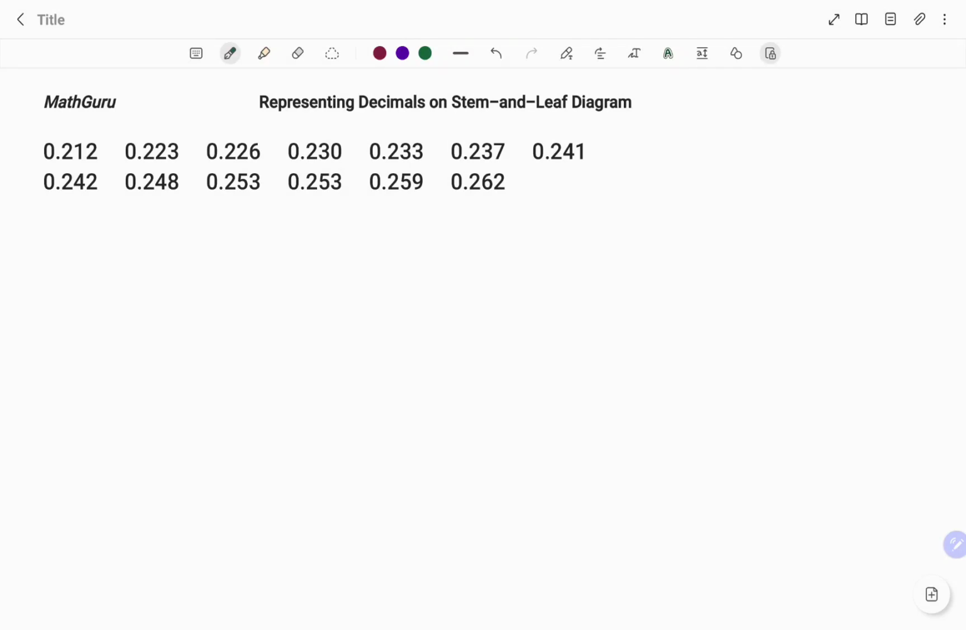In this video, I'm going to show you how to represent the following decimals on a stem and leaf diagram.